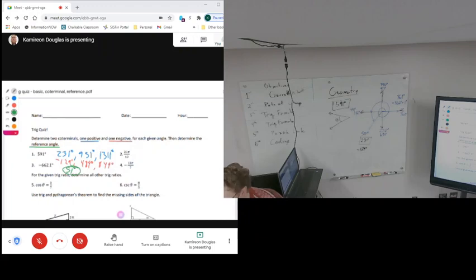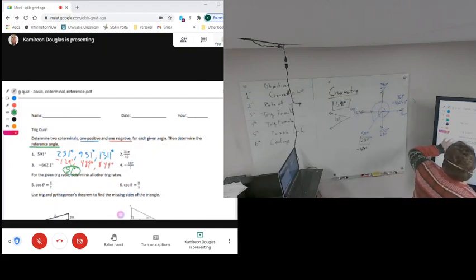Your goal today, I want you and your neighbor to have different answers for the coterminals. You should have the same answer for the reference angle. Whoever finds it first gets the easier one. Okay? Take this and look at it and see how these pieces are going to fit together.